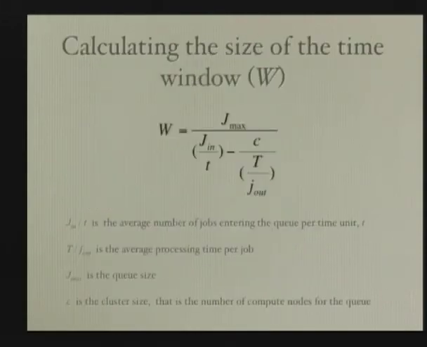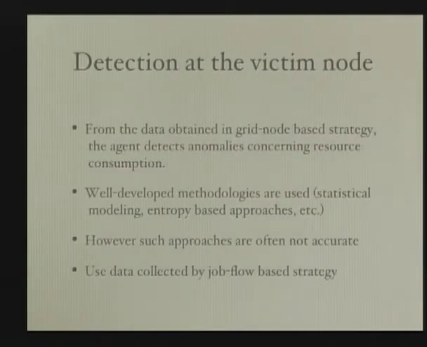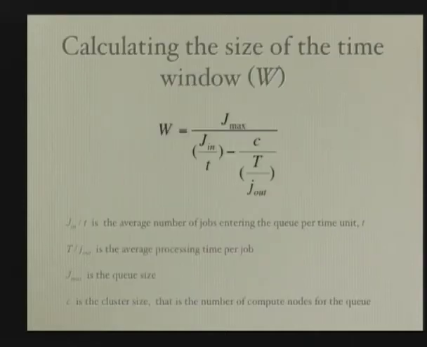Here, to detect anomalies concerning resource consumption, we need to employ the concept of sliding time windows. Sliding time window means how often you are going to monitor the resource consumption. For the case of queues, as I mentioned, there are many factors to decide the sliding time window. The first one is the average number of jobs entering the queue per time unit. And the next factor is the average processing time per job.